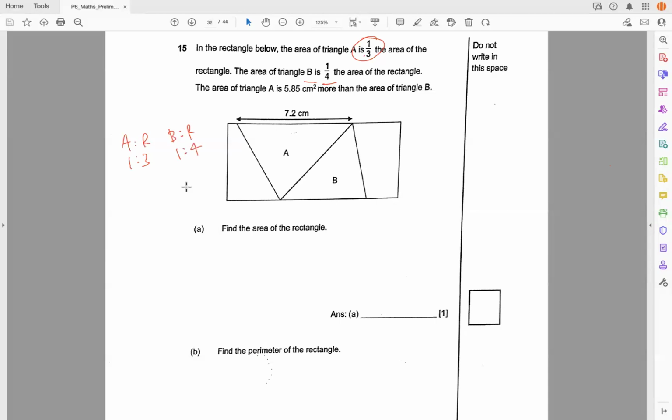Obviously, when there are 2 ratios, you look for common base. Rectangle is a common base. So let's make rectangle the same. Make it 12. Times 4, times 3. Okay, so the common base is done.